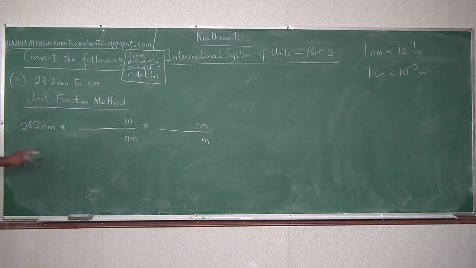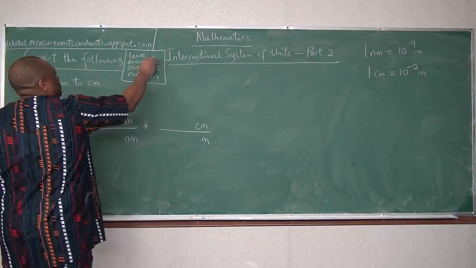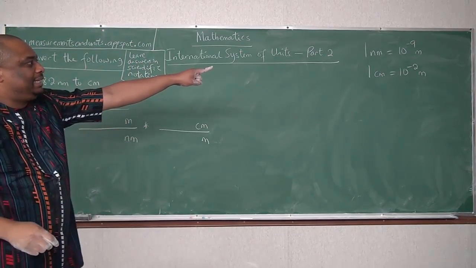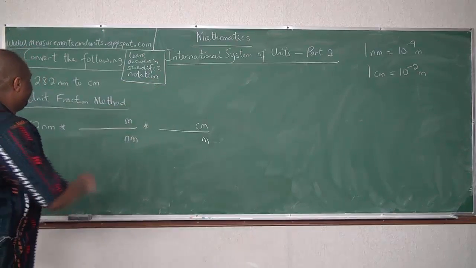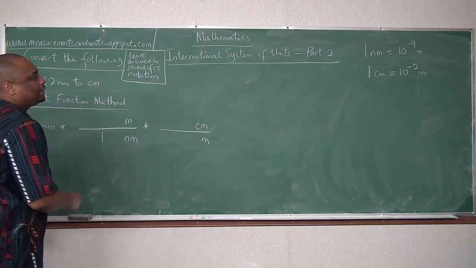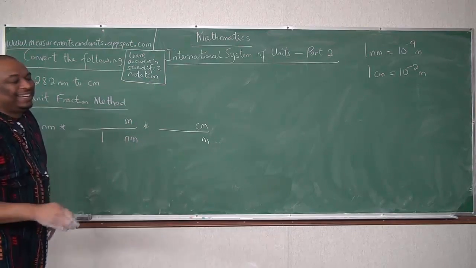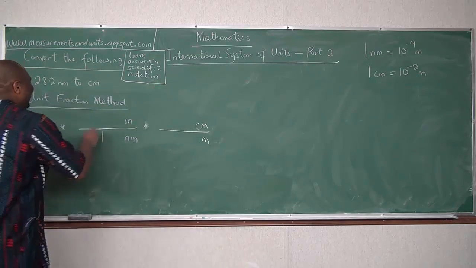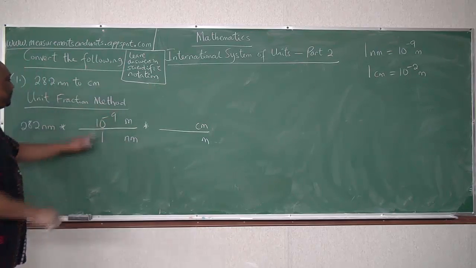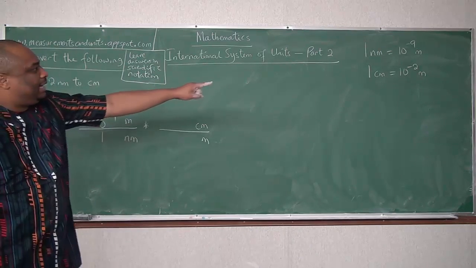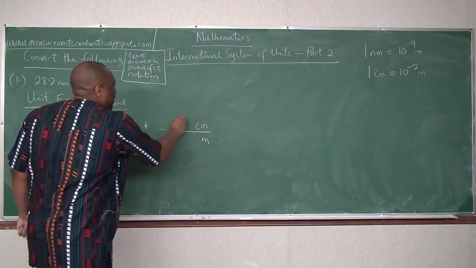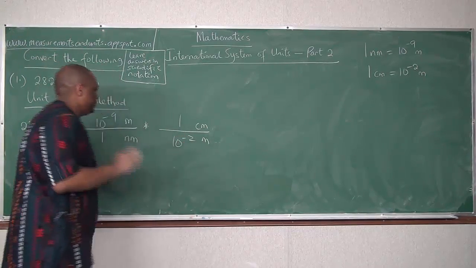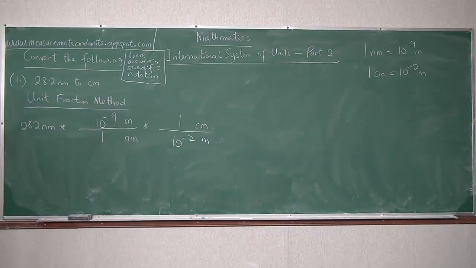Okay, so I now look at this. 1 nanometer is 10 to the power negative 9. Did I say Newton meter? Sorry. Nanometer. I put it here. And then I see that 1 centimeter, I write my 1 here, is 10 to the negative 2. Yeah. That is it.